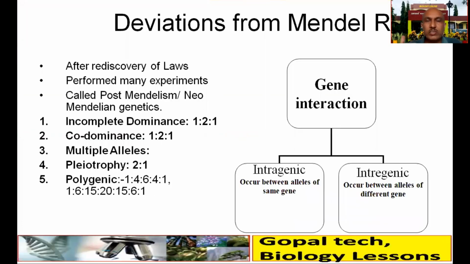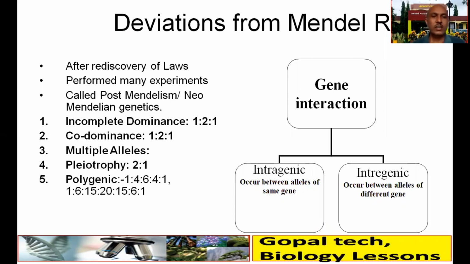Before this, we have discussed the Mendelian principles, the law of dominance and the law of segregation. We have also seen why Mendel was not famous, and who rediscovered Mendel. Now we are discussing deviation from the Mendelian results. After the rediscovery of the laws, by performing many experiments, all these are called post-Mendelism or neo-Mendelian genetics.